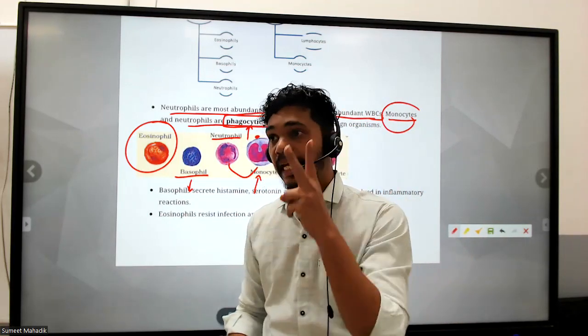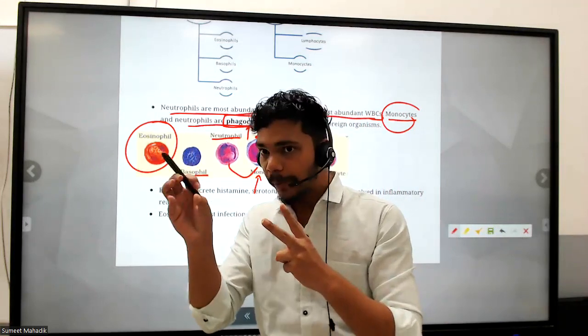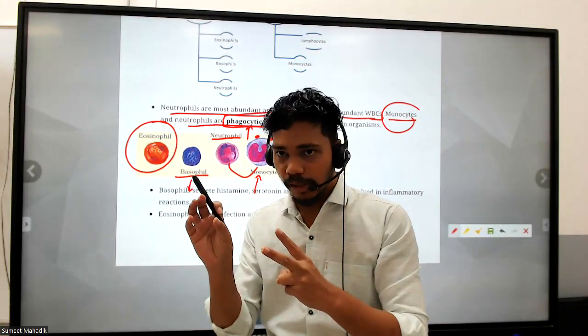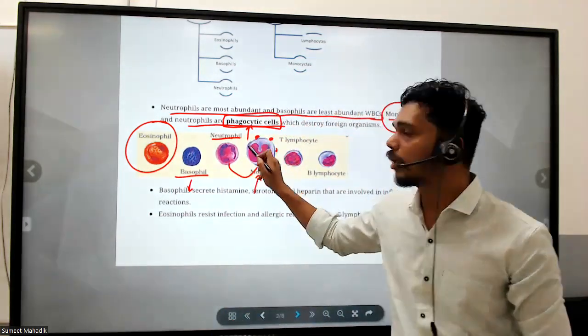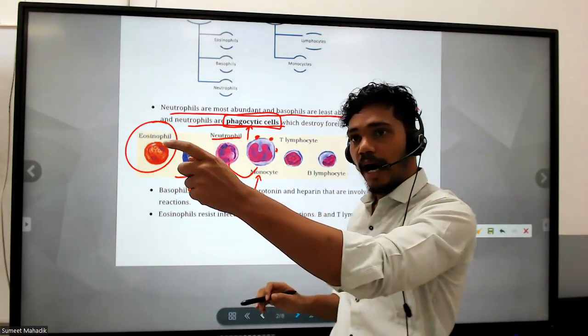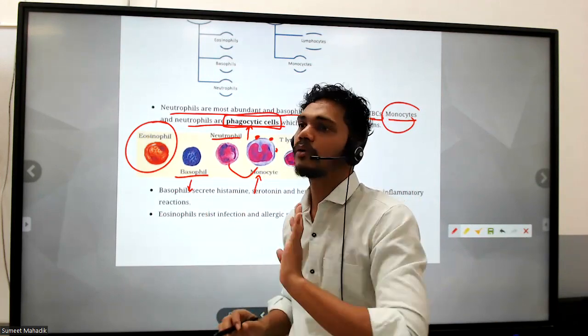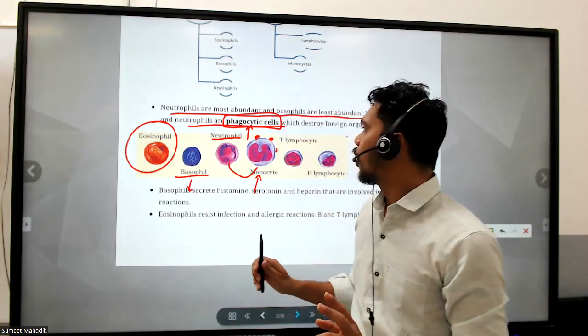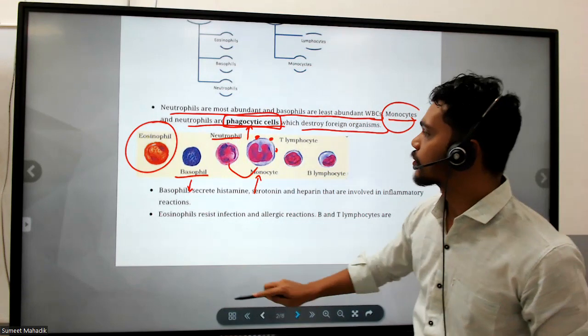First, to kill it. Second, whatever the remaining protein part of the antigen is, it should stick on the cell wall of this monocyte or neutrophil, to indicate that if the same protein comes again, you have to fight it. Getting my point? Okay.